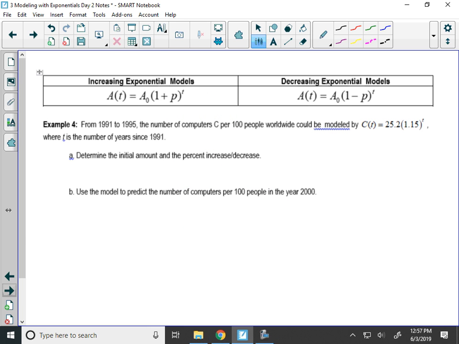Last one, then we'll do some practice. From 1991 to 1995, the number of computers per 100 people was modeled by this equation. So the first problem is, what's the initial amount of people who had computers? Well, that's that 25.2. So the starting amount, or the initial amount, is 25.2. That means 25.2 people out of 100 had a computer. So about 25% of people in 1991 had a computer.